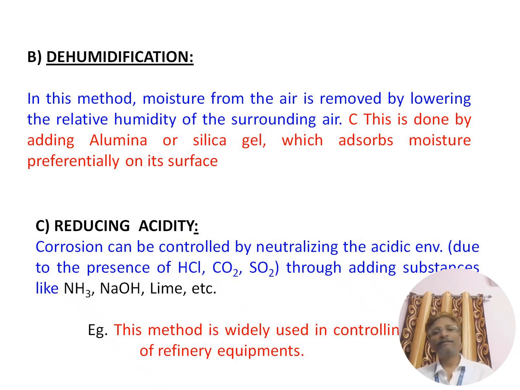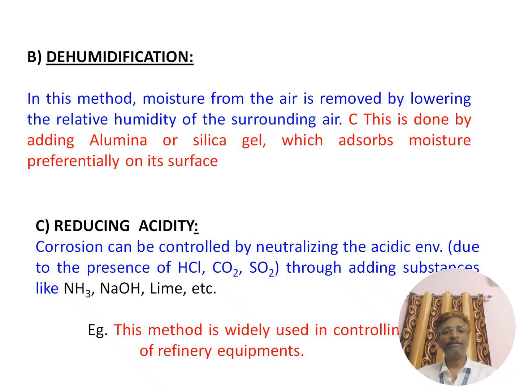Then the next method, dehumidification. In this method, moisture from the air is removed by lowering the relative humidity of the surrounding air. This can be effectively done by adding alumina or silica gel, which absorb moisture preferentially on their surface. Okay, so this is the simple way: alumina or silica gel, which acts as a good adsorbent.